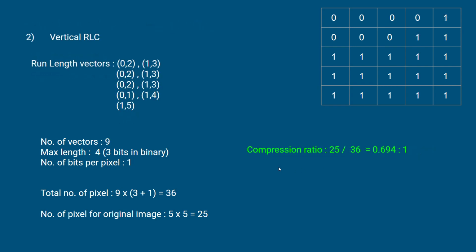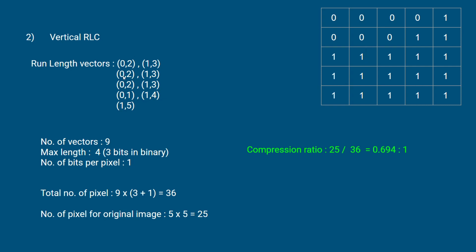In vertical RLC, here also we do the same, but we go through the columns, as the name suggests, vertical. Therefore, we go through columns. In the first column, I have two zeros and three ones. Therefore, I have written 0, 2. In the second column, I have two zeros and three ones. Therefore, I have written 0, 2 and 1, 3.